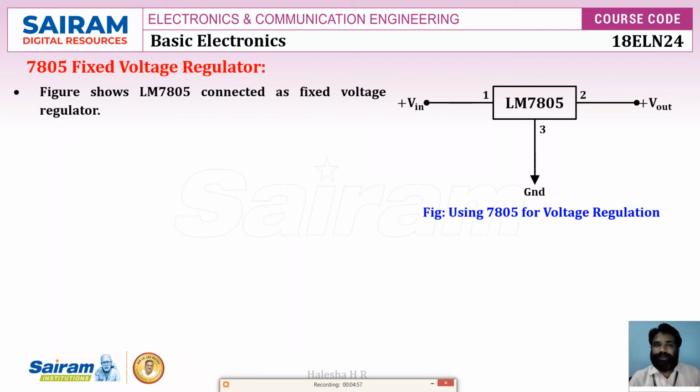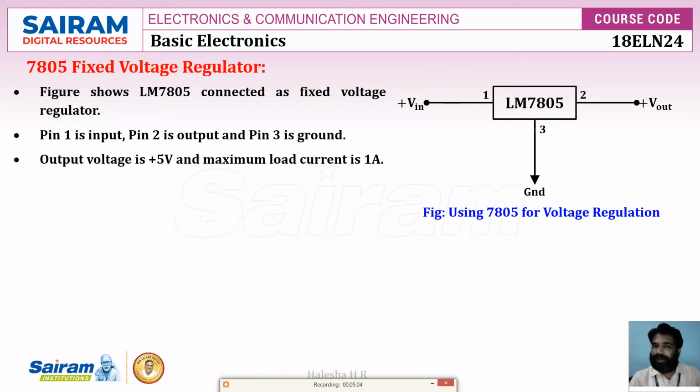The figure shows 7805 connected as a fixed voltage regulator. Pin number 1 is input, 2 is output, and 3 is connected to ground. Output voltage is plus 5 volt, and maximum load current is 1 amp.